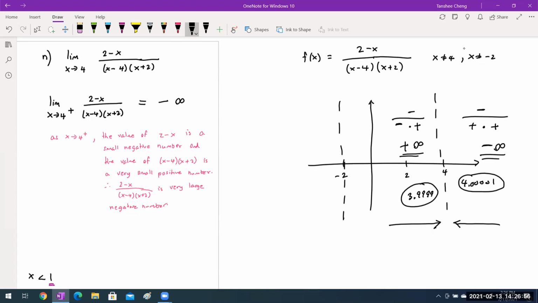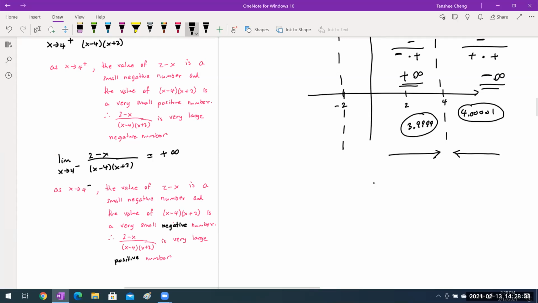So similarly, I'm going to do the same thing, copy and paste: the limit as x approaches 4 from the left-hand side of the function, 2 minus x over (x minus 4)(x plus 2), and that will be going to positive infinity. The explanation will be the same, and then every little thing will change from here. When we talk about the descriptive format, I use black ink to change things. As x approaches 4 from the left-hand side, the value of 2 minus x is a small negative number, but the value of x minus 4 times x plus 2 is a very small negative number. That's where it changes. A negative number divided by a negative number is a very large positive number. That's why there's positive infinity.